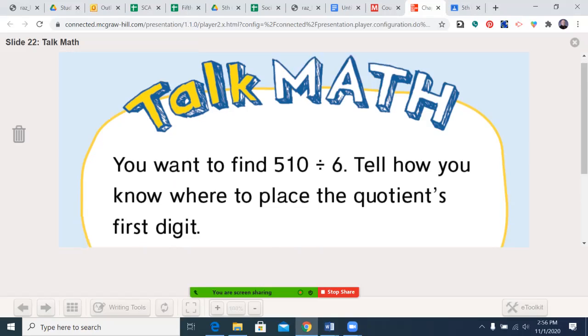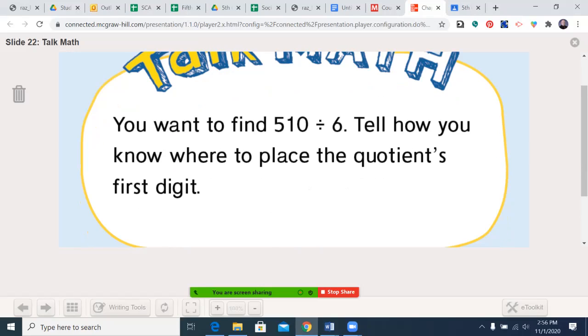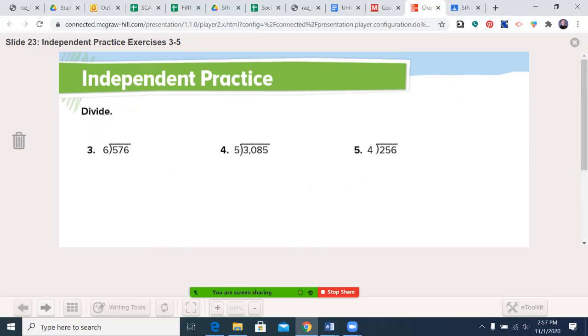See the answers. So you want to find 510 divided by 6. Tell how you know where to place the quotient's first digit. I look and say, does 6 go into 5? If that answer is no, then I know it needs to go over the 1, because we're going to go into 51. So let's move forward. Here are some ones for you to practice. I want you to fill out all 3 and keep paying attention to where you put your first digit.